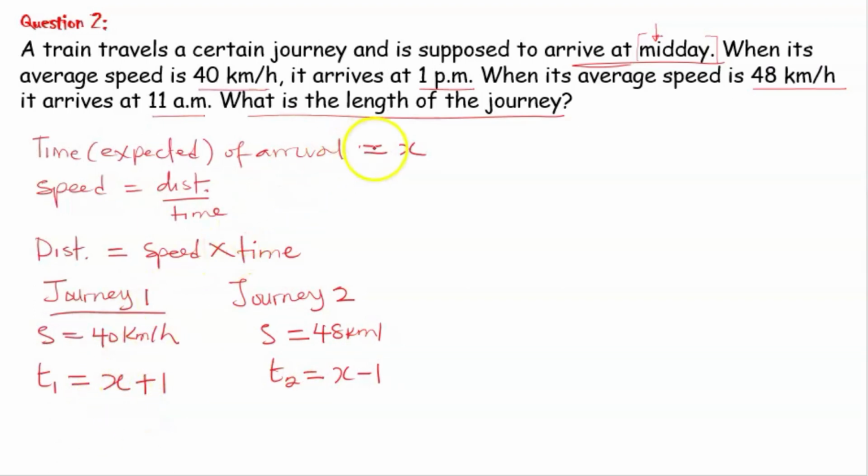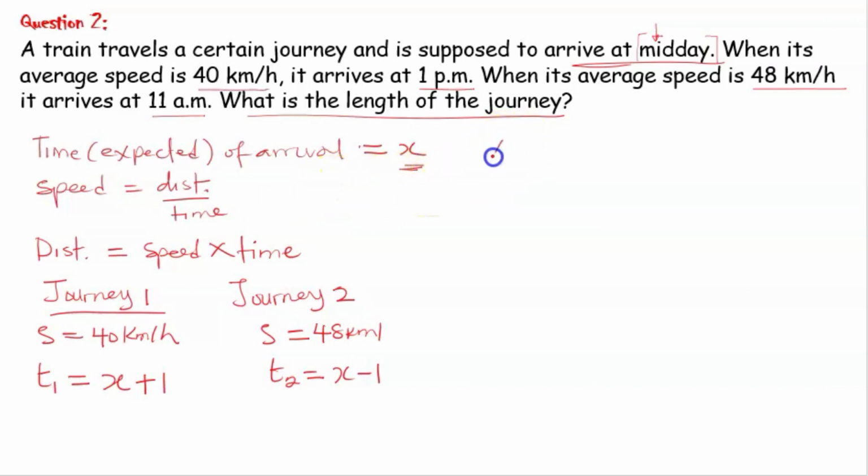So one of the things that I want us to pay proper attention to is this particular expected time of arrival. All right, so let's now form an equation with this. That's the first thing we need to do. Another thing I want to stress here is that the distance covered is the same, though they have varying speeds.